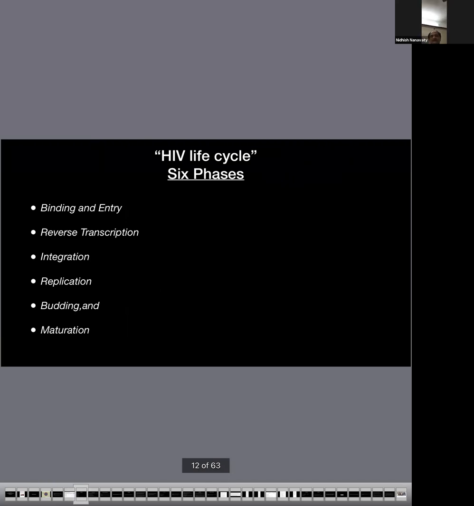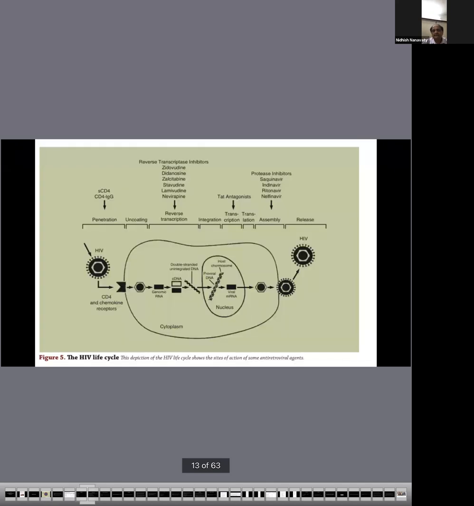There are 6 phases in HIV cycle: binding and entry, reverse transcription, integration, replication, budding, and maturation. These particular slides summarizes the total 6 phases of the cycle and the action of some of the antiretroviral agents.